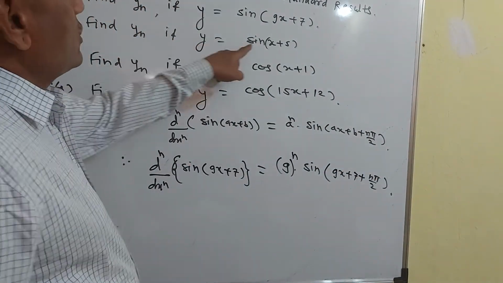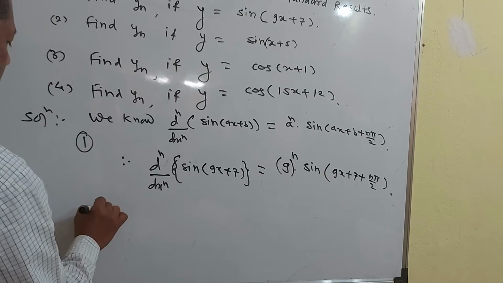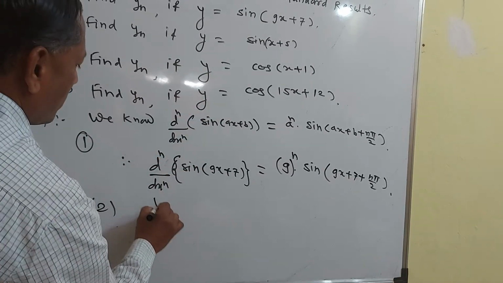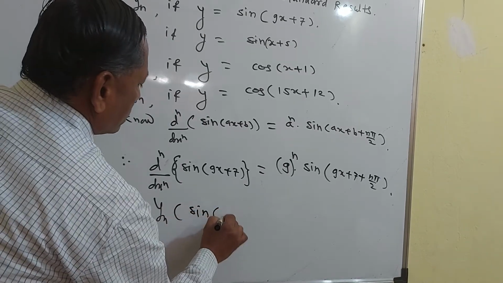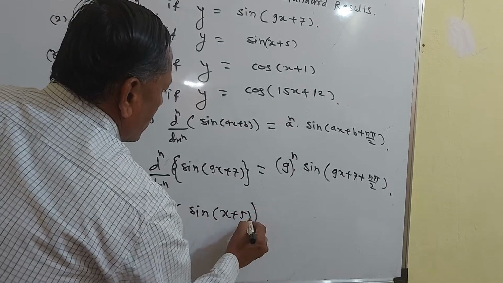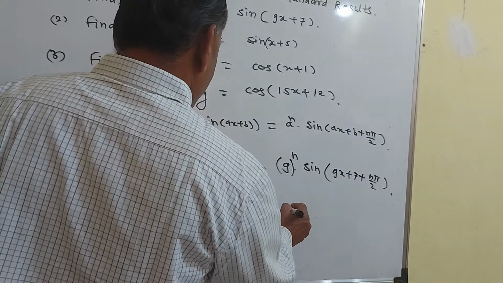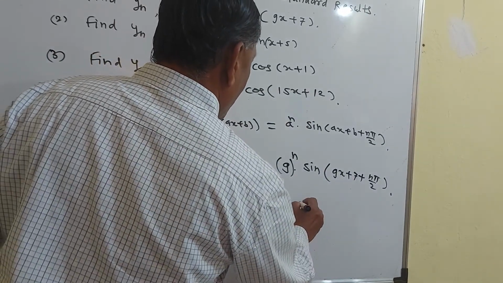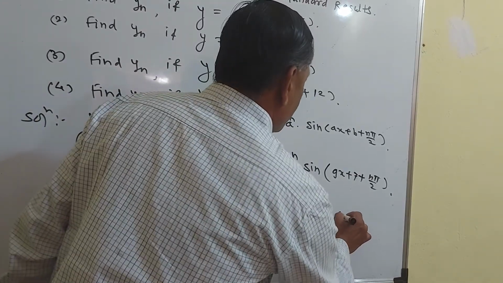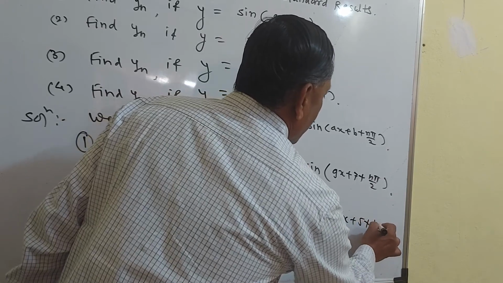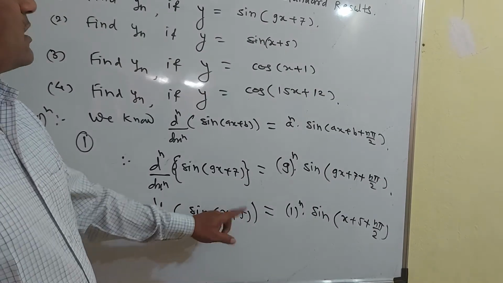Similarly, if y is equal to sine of x plus 5, this is the second one. nth derivative, yn, of sine of x plus 5 is equal to, a means here 1, 1 raised to n means 1, into sine of x plus 5 plus n pi by 2. So this is the nth derivative of sine of x plus 5.